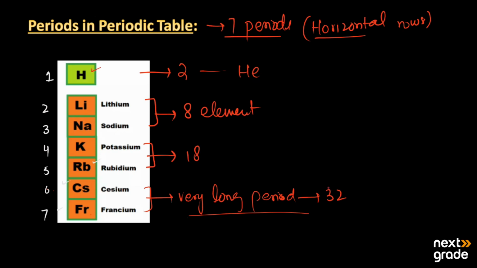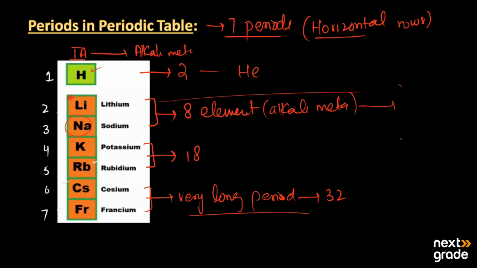Now, when we look at the second period, it starts from lithium, and lithium is known as an alkali metal. In the third period it is sodium, which is also an alkali metal. All the elements that are present in group 1A are known as the alkali metals. The periods start from the alkali metals and end at group 18, and that group is known as the noble gases.